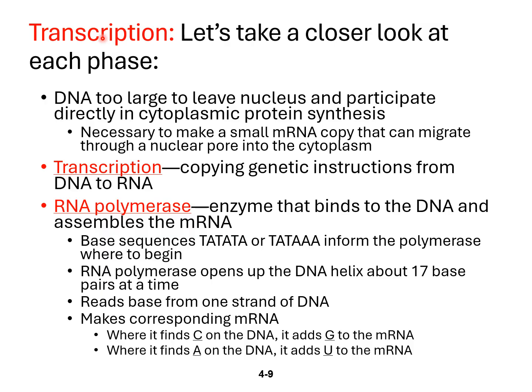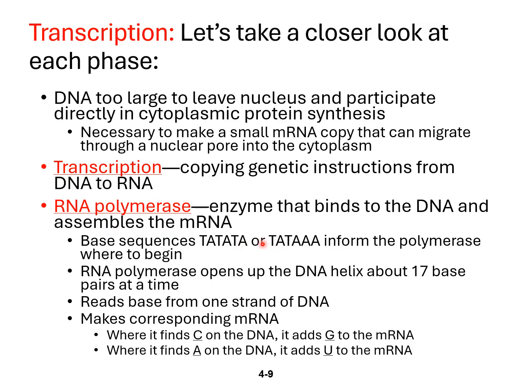RNA polymerase is important because it's the enzyme that binds to DNA, allows it to unwind, and starts to assemble the messenger RNA. The base sequence always begins where there's TATA or TAAA, a bunch of A's and a bunch of T's. If you go back to that first micro lecture, you might remember why a bunch of A's and T's would be a place for it to start. There are two single hydrogen bonds between A and T.